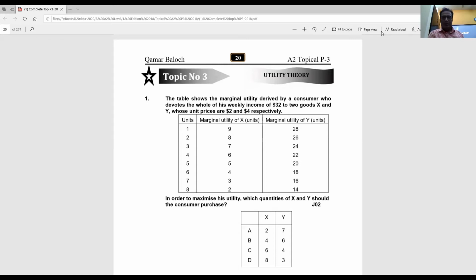I have this question number 1, and it says the table shows marginal utility derived by a consumer who devotes the whole income of $32 to two goods X and Y, whose prices are 2 and 4 respectively. That means the price of X good is $2 and the price of Y good is $4. And marginal utilities of X and Y against each unit are also given in this table.